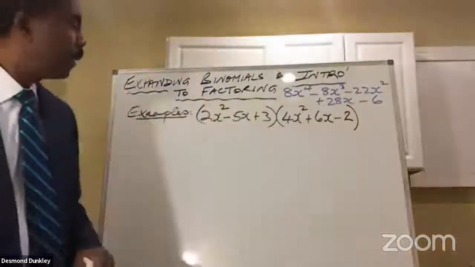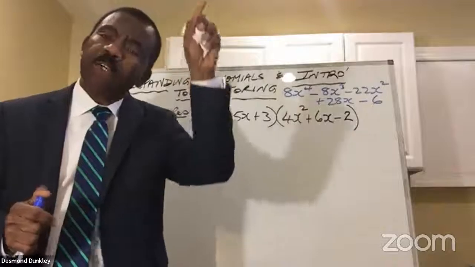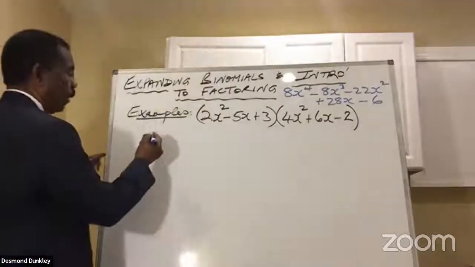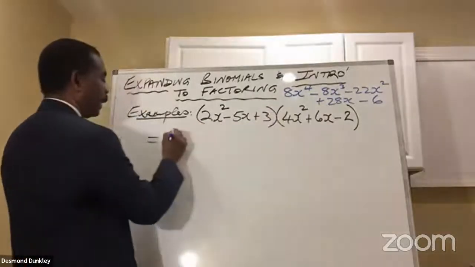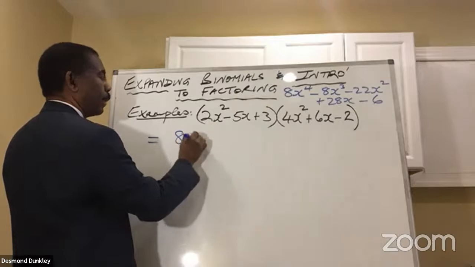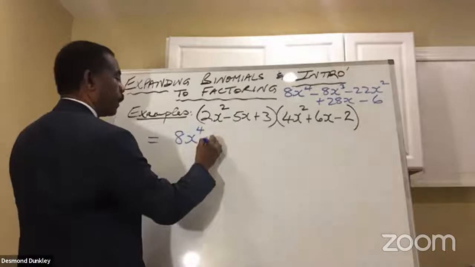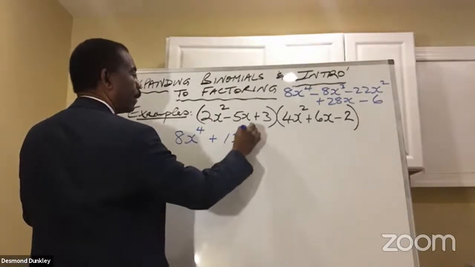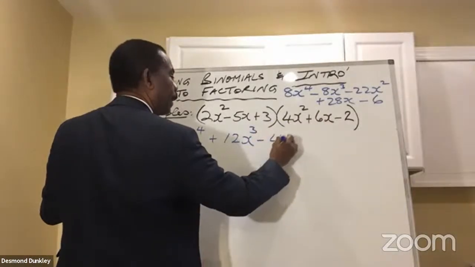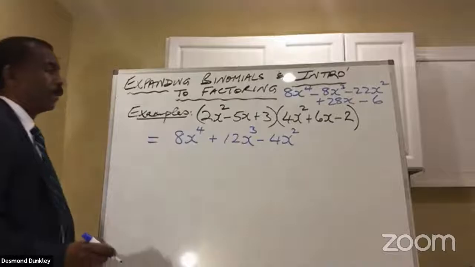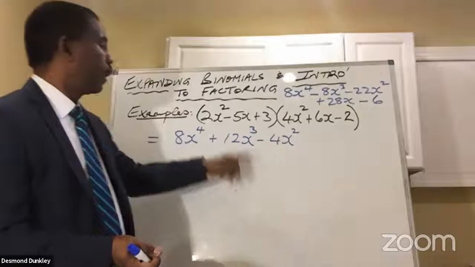The vertical method says that you line up like terms vertically. So here we go. 2x squared times 4x squared is 8x to the 4th. 2x squared times 6x is plus 12x to the 3rd. 2x squared times negative 2 is minus 4x squared. So we have 3 terms, x to the 4th, x to the 3rd, x squared. Now we're ready for this.